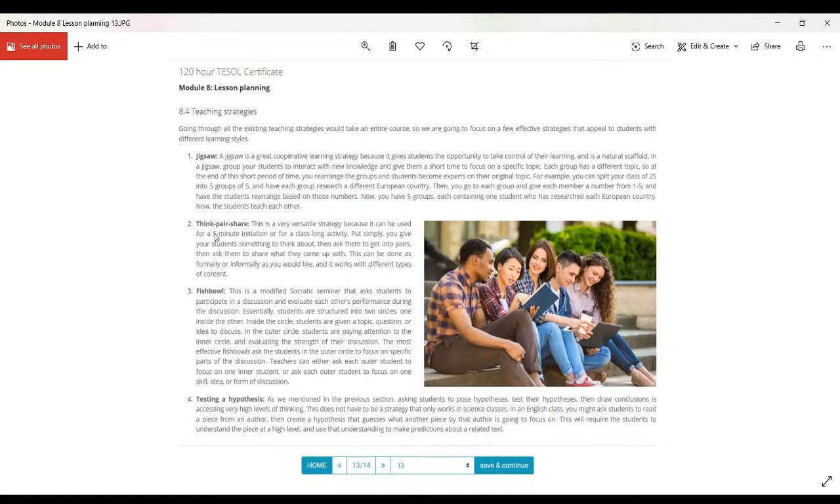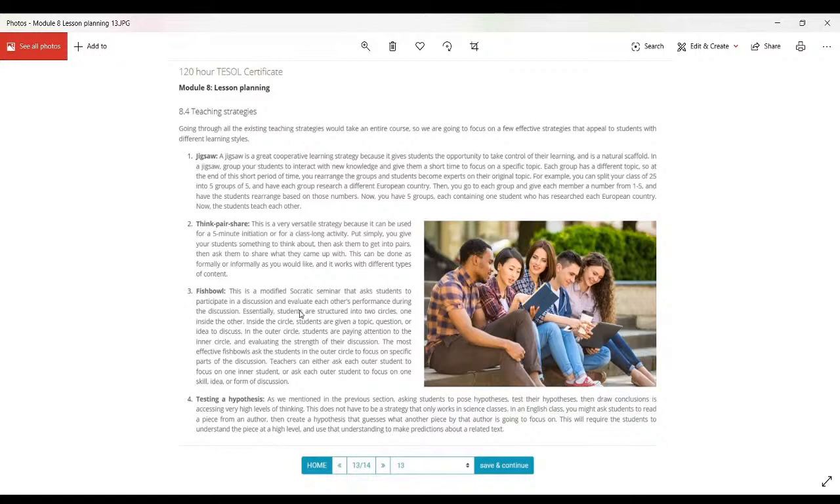Number 2, think, pair, share. Okay, so this is a very versatile strategy because it can be used for a 5-minute initiation or for a class-long activity. Put simply, you give your students something to think about, then ask them to get into pairs, then ask them to share what they come up with. This can be done as formally or informally as you would like, and it works with the different types of content.